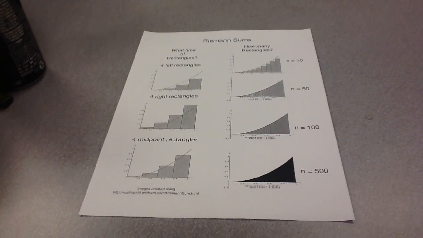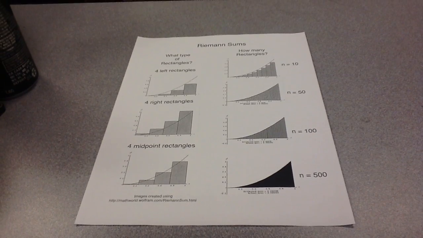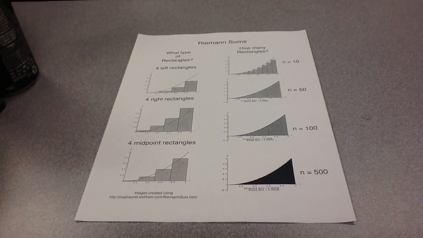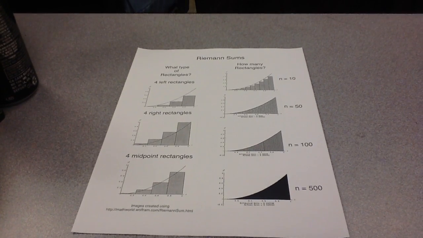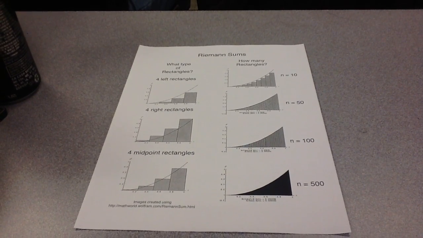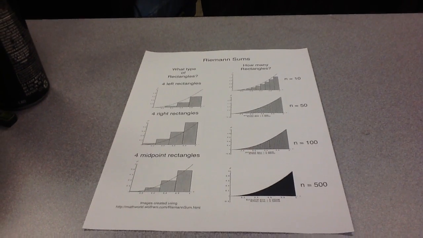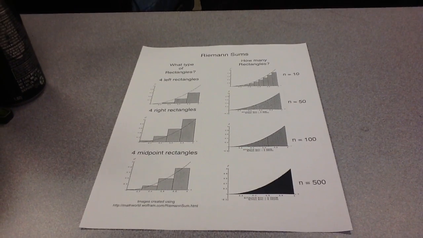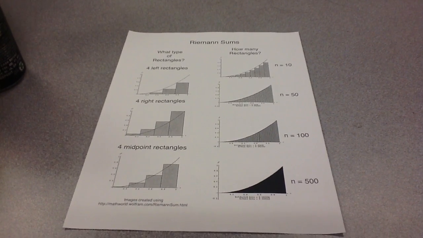Picture here, we have the four right-hand corner rectangles. There's also a third option in the middle there, where the height of the rectangle is determined by going exactly halfway in the middle of the interval and drawing the line straight up there, and then your function is about halfway between the left and the right-hand corner. Okay, so that's a midpoint version.